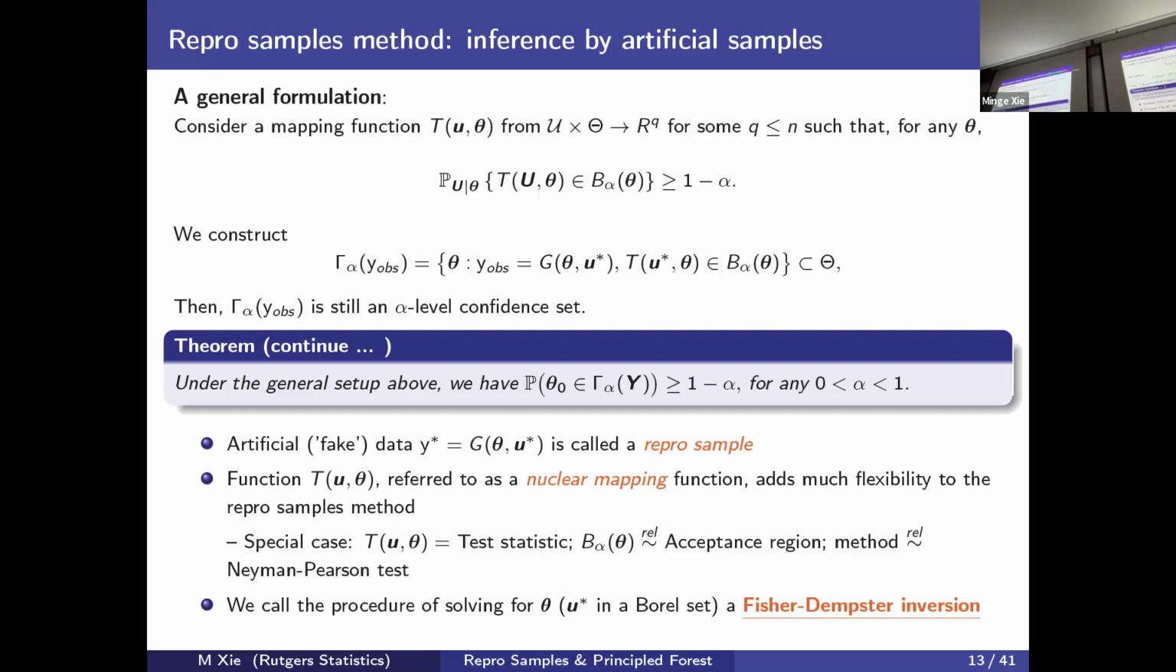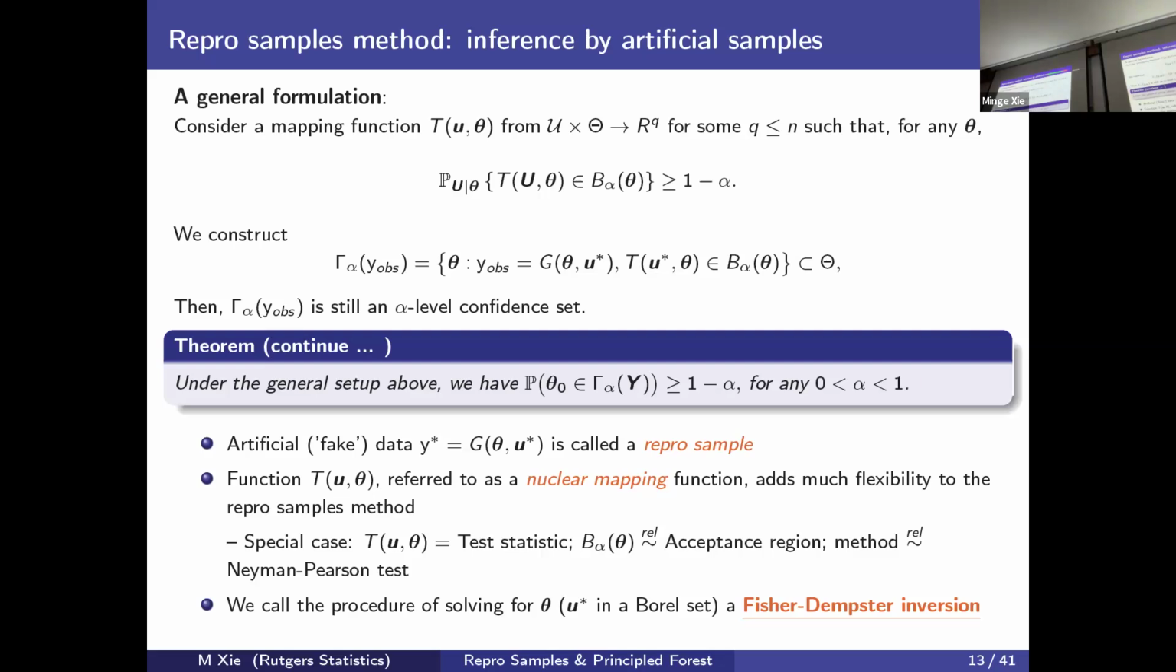Next, I'm going to give you an example to show how we did it in a particular case. If we do this, I'm still using this set, which of course depends on the potential theta. Then for each potential theta, I create a set for this T of U and theta.